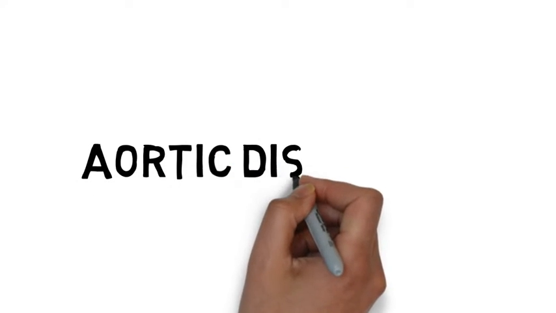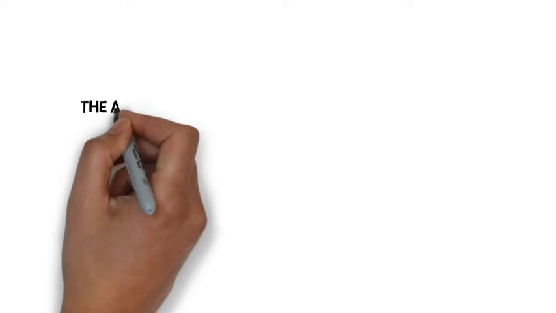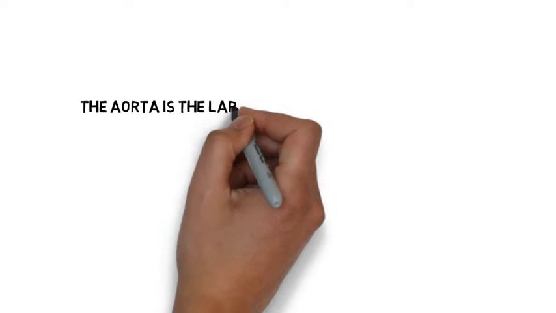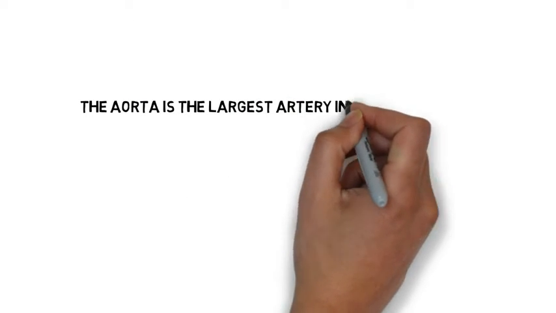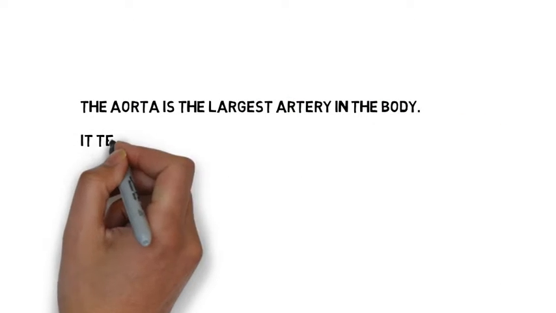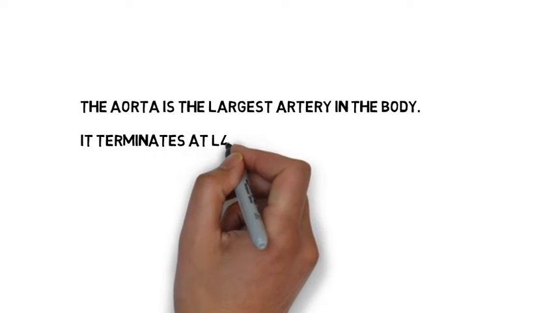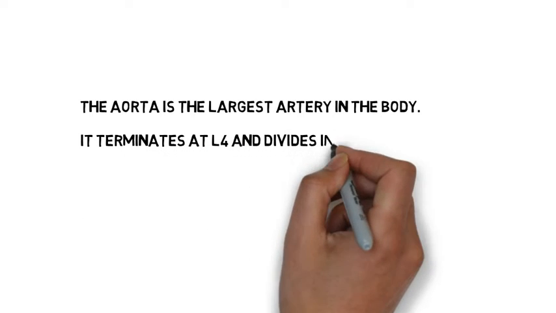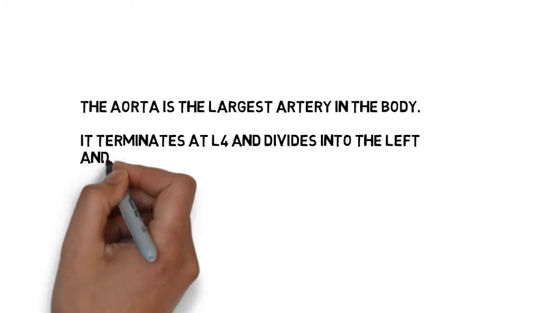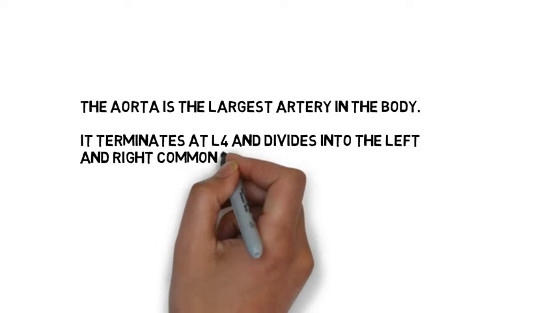Hello, today I will be talking about aortic dissection. Aortic dissection is a medical emergency. The aorta is the largest artery in the body. It terminates at L4, where it becomes the left and right common iliac artery.